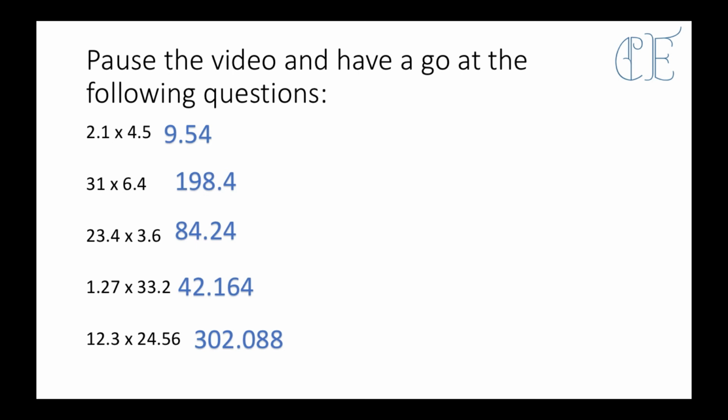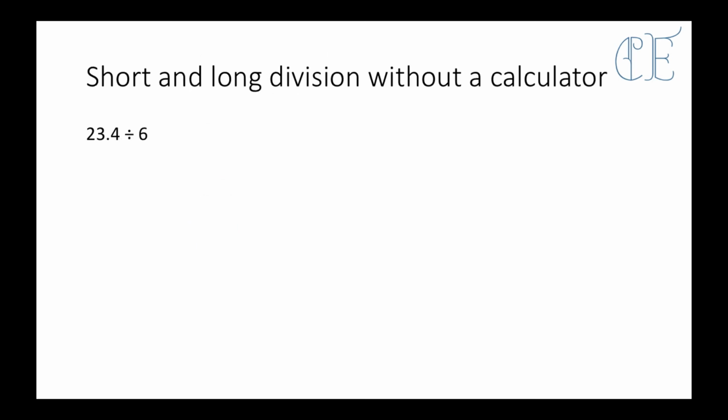Okay, right. Short and long division then, without a calculator. Now, you can leave the decimal points in if you like, but I'm going to take them out for this tutorial. So, instead of using 23.4 divided by 6, I'm going to do 234 divided by 6. So, the first thing I've got to do is think, right, can I put 6's into 2? No, I can't. So, I have to put 6's into 23 instead.